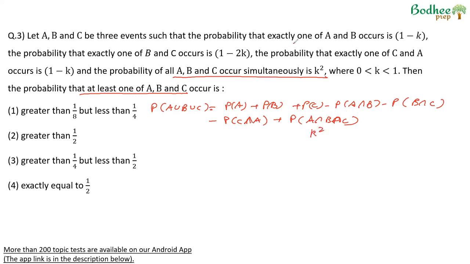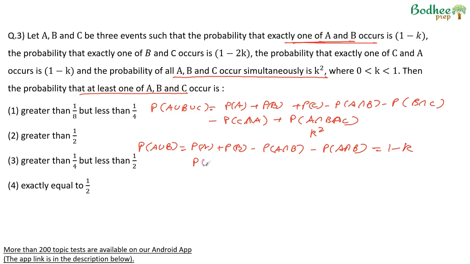Also, when we say probability that exactly one of A and B occurs, can I not say from probability of A union B, if we subtract A intersection B, we will be left with exactly A or B occurring. Therefore, P A union B minus P A intersection B is equal to 1 minus k.